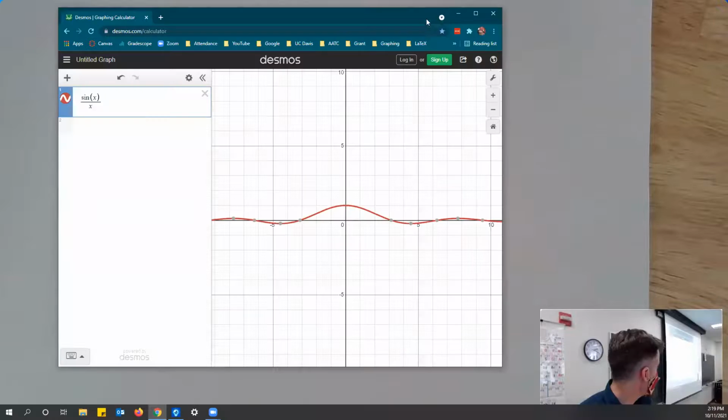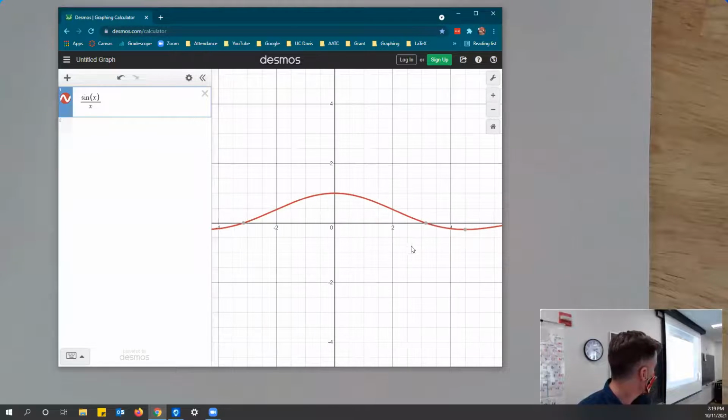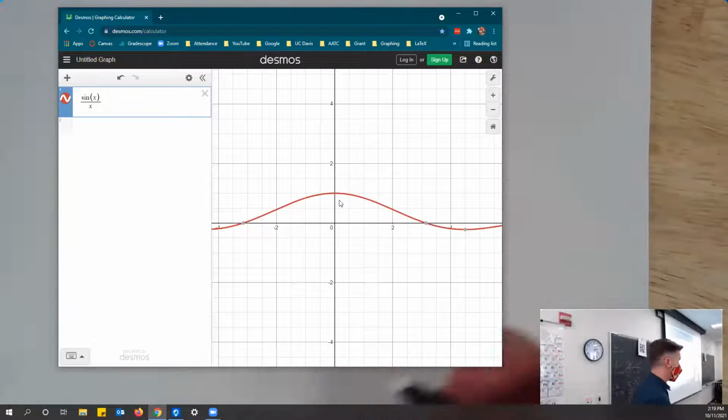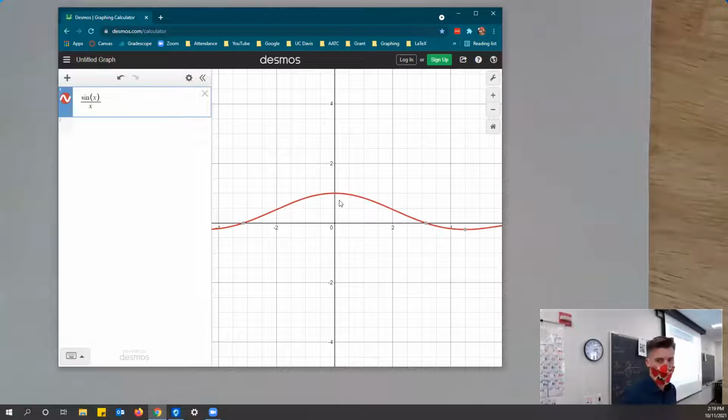There's the graph of sine of x over x. And you can hopefully see that as the x values get closer and closer to 0, the y values get closer and closer to 1. That's the idea, right? So the limit as x goes to 0 from either side of sine of x over x is equal to 1.